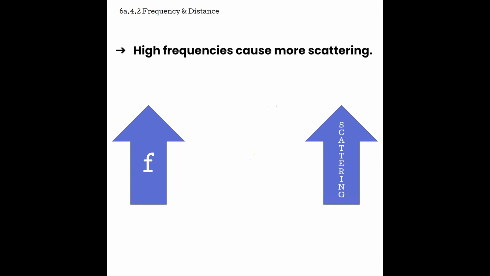Third, high frequencies are going to cause more scattering. When a high frequency transducer interacts with those very small reflectors, the scattering echoes are more intense. That means that it draws more energy out of the beam. If we scatter more energy, that means that there's less energy that can be transmitted.